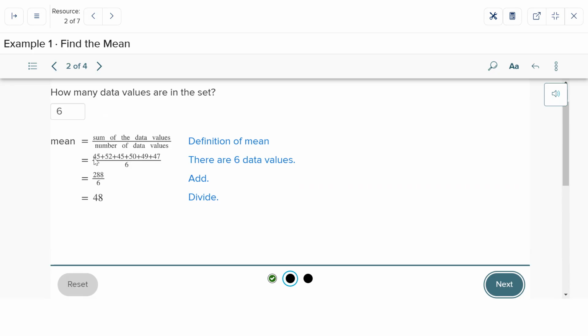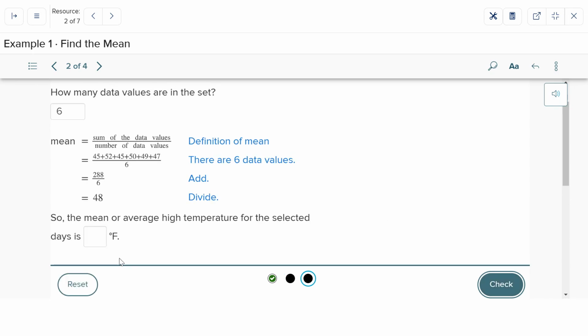Add those up and calculate. So we've got 45 plus 52 plus 45 plus 50 plus 49 plus 47. Add all those up to get 288 and then divide by 6, which is going to give us 48. So the average or the mean is 48 degrees Fahrenheit.